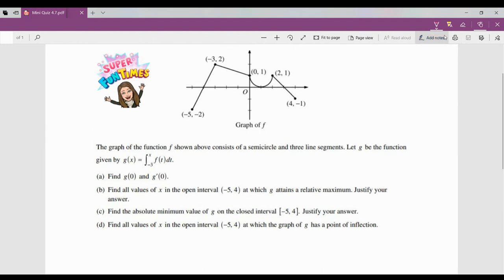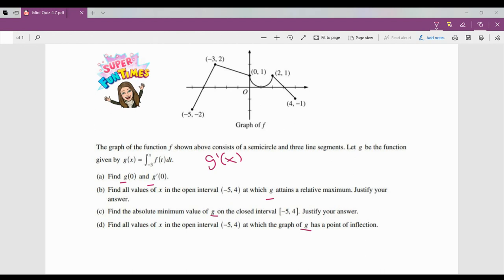So I'm just kind of scanning through, and it looks like all the questions are asking about g. So nothing really is being asked about f, so I'm going to have to find certain things about g. So the first thing I'm going to find is g prime of x.